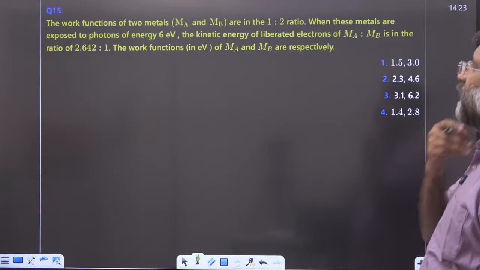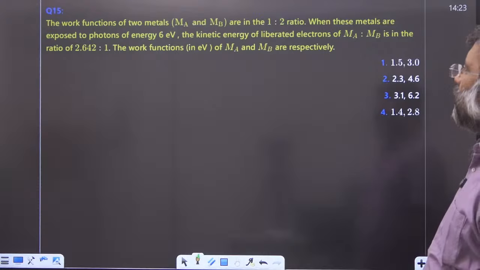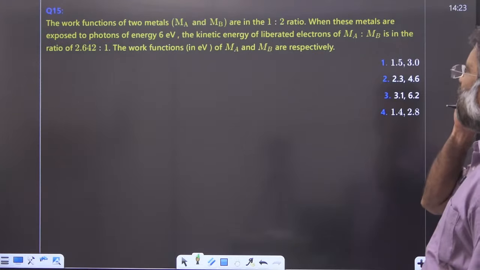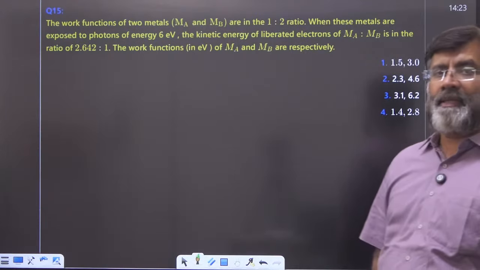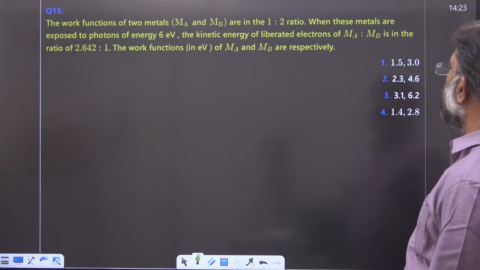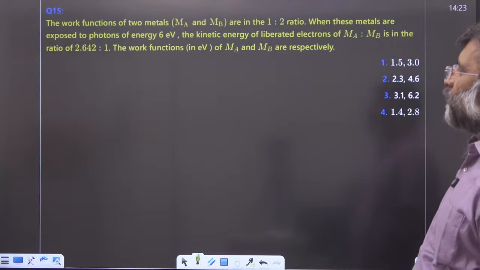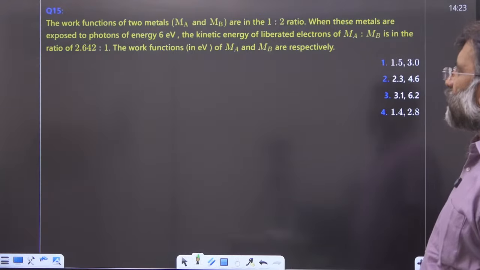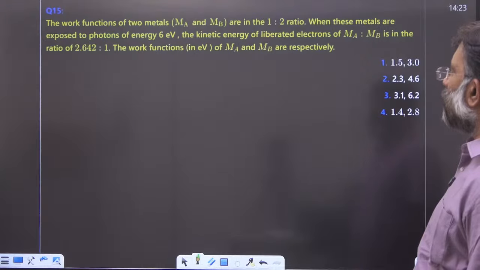The work functions of two metals Ma, Mb are in the ratio 1:2. When these metals are exposed to photon of energy 6 electron volt, the kinetic energy of liberated electron Ma, Mb is in the ratio 2.642:1. The work function in electron volt of Ma, Mb are respectively.